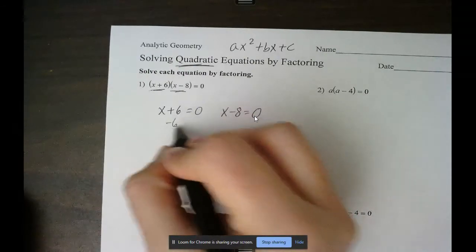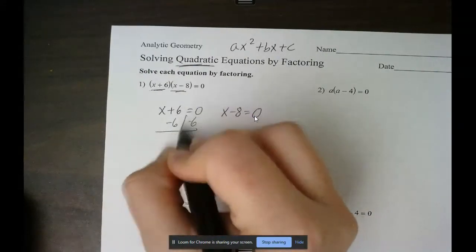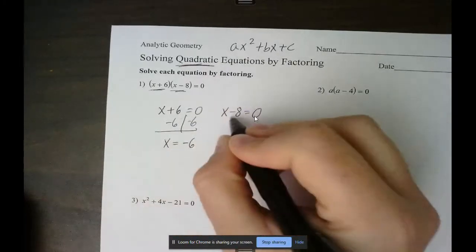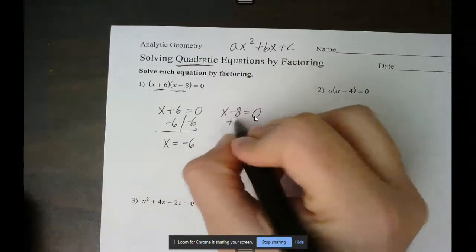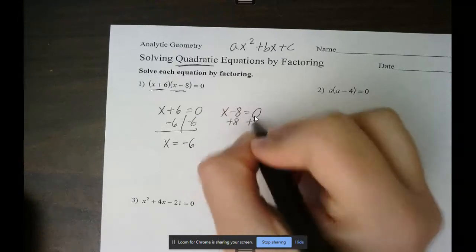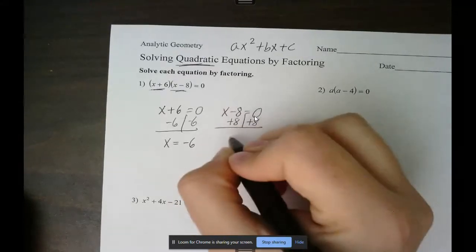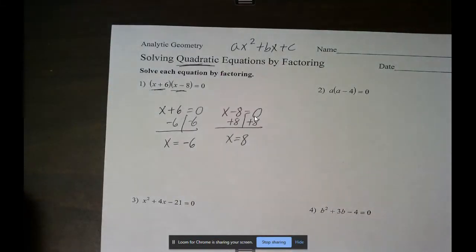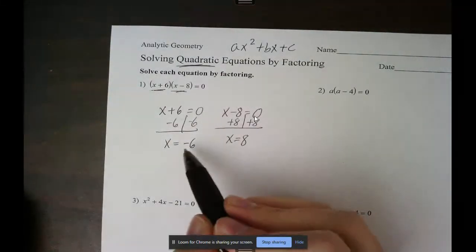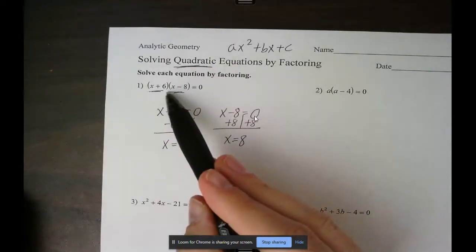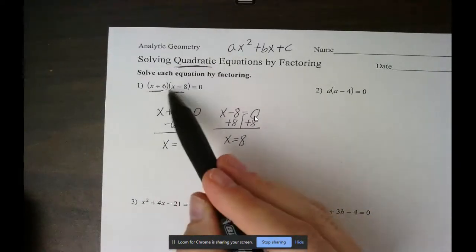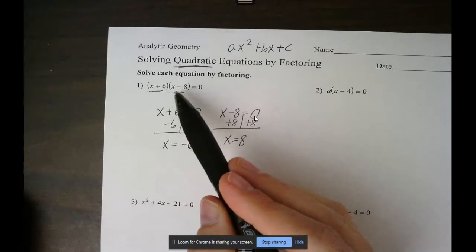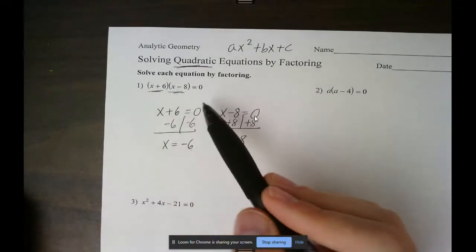Minus 6, absolutely. So once we get to this step, the math is very straightforward. So x equals negative 6, or if we solve this one, x equals 8. Okay? Point being, if we were to take negative 6 and plug it back into this equation for both of those x's, like negative 6 plus 6 and then negative 6 minus 8, and multiply it all out, it would equal 0.